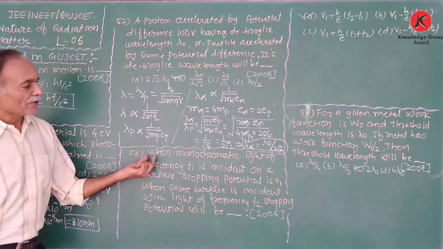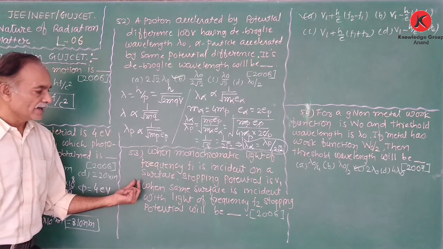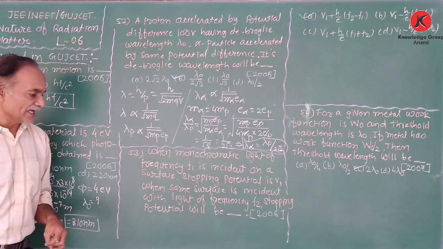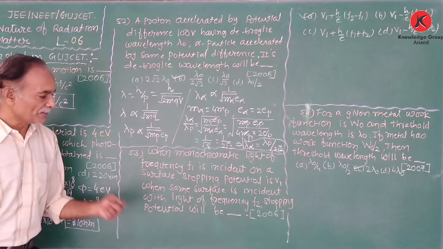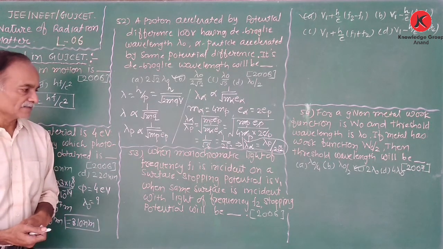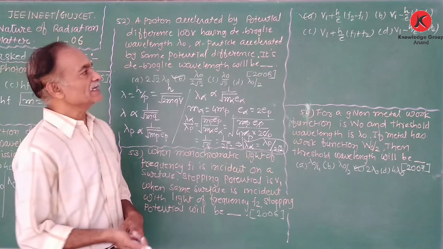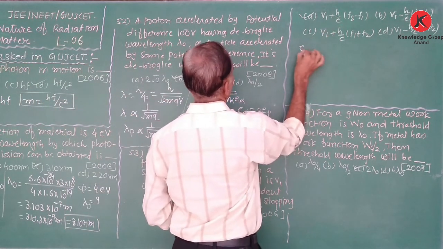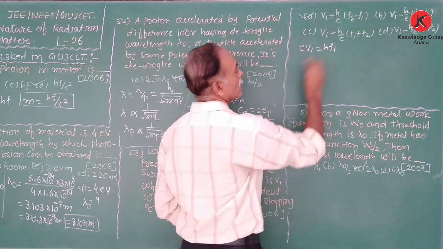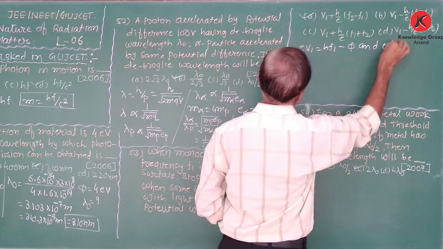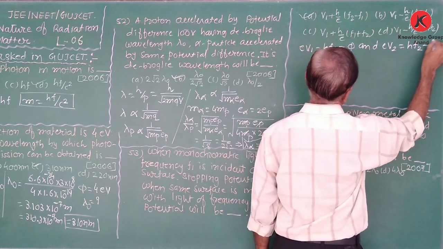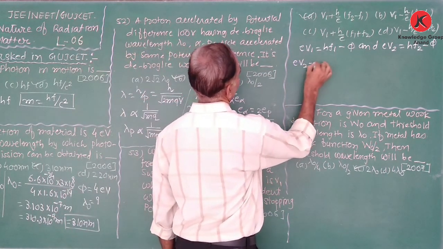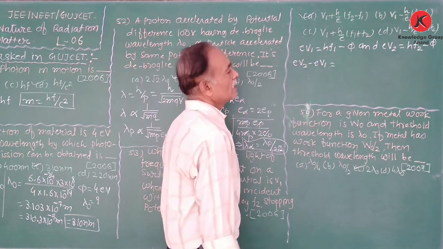Now next. When monochromatic light of frequency f1 is incident on a surface, the stopping potential is V1. When the same surface is incident with light of frequency f2, the stopping potential is V2. What should be the stopping potential? That means what is the value of the stopping potential V2? For that purpose, we know that the stopping potential gives eV1 is equal to hf1 minus phi, and eV2 is equal to hf2 minus phi.